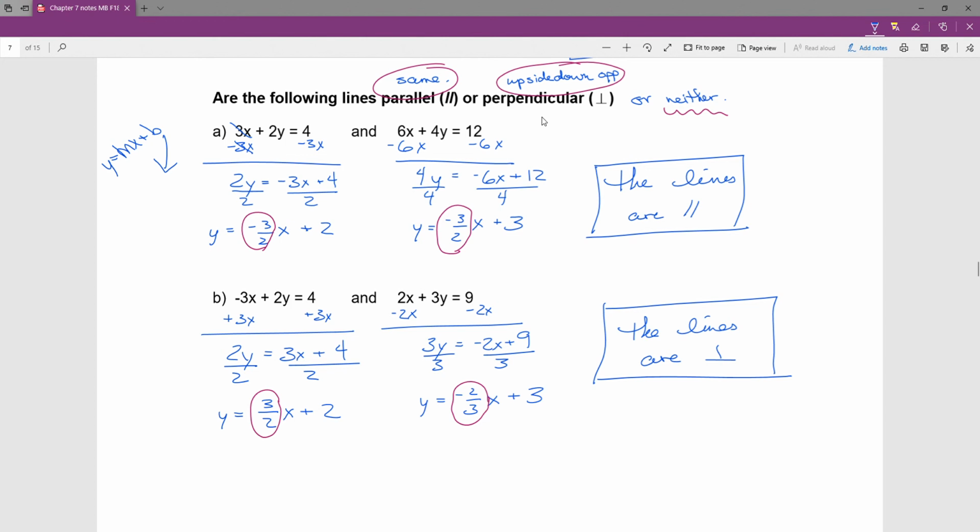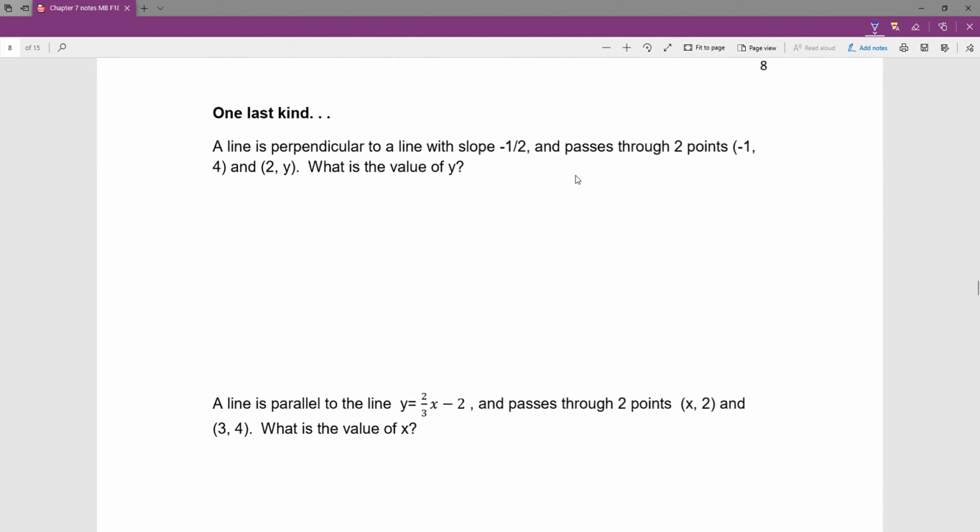So we've got one last kind on these. One last kind, and this one down here is actually a bit of a bonus. This one is particularly difficult. So we're going to end the video, but I'll give you the heads up that this one's a little bit awful to do. So this one, again, gives us some information. Let's see what it says.